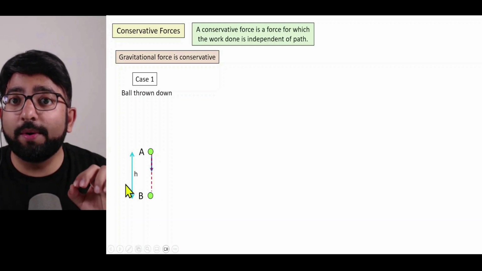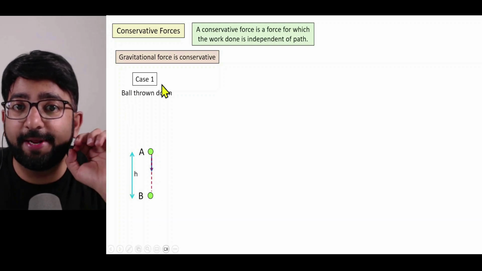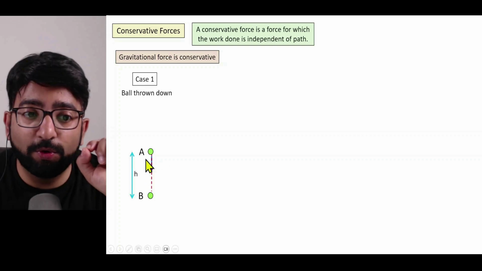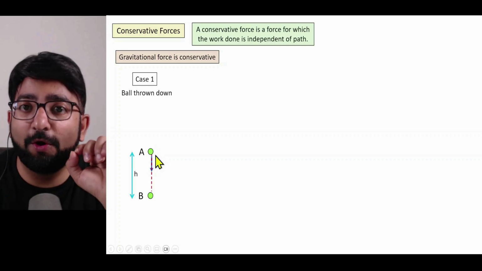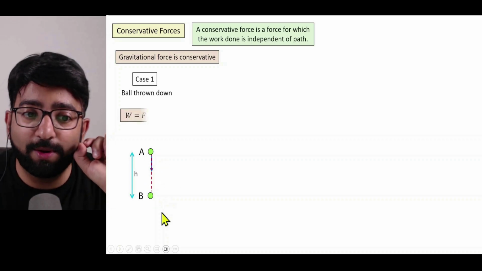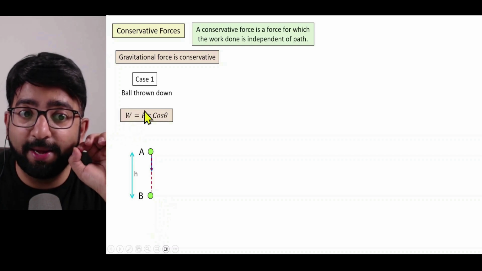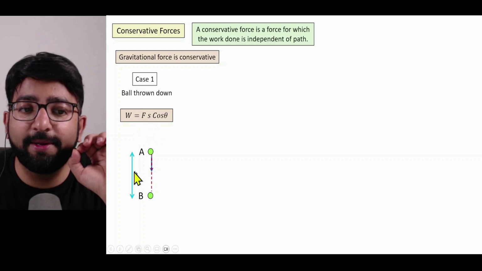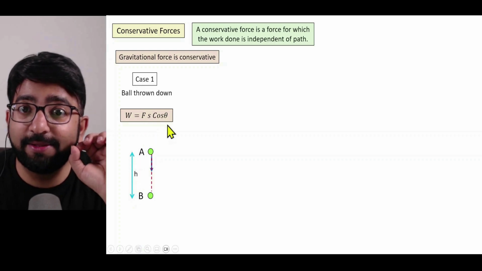Now we have to figure out what is the work done by the gravitational force. The gravitational force acting on the ball is the weight of the object, which is mg. So the work done is given by the formula Fs cos theta, where force will be mg, displacement in this case will be the height h, and theta.